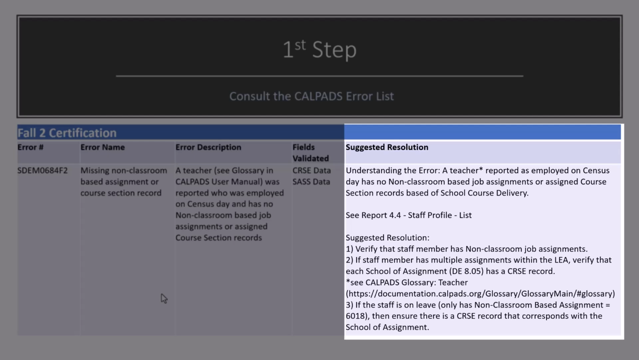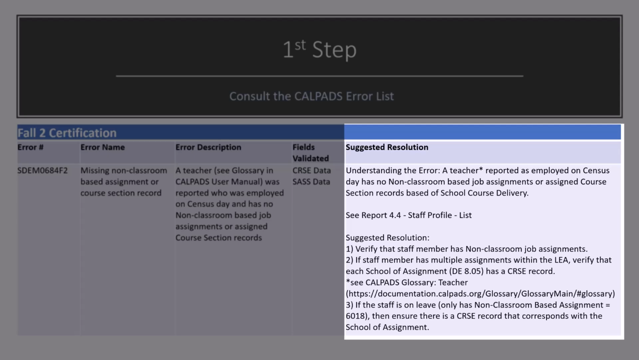Step 1, verify that the staff member has non-classroom job assignments. Step 2, if the staff member has multiple assignments within the LEA, verify that each school of assignment has a course record. Again, see CalPADS glossary for teacher. Step 3, if the staff is on leave and only has a non-classroom based assignment of 6018, which is on leave, then ensure there is a course record that corresponds with the school of assignment. That gives us instructions and an excerpt of what to look for and how to understand the error.